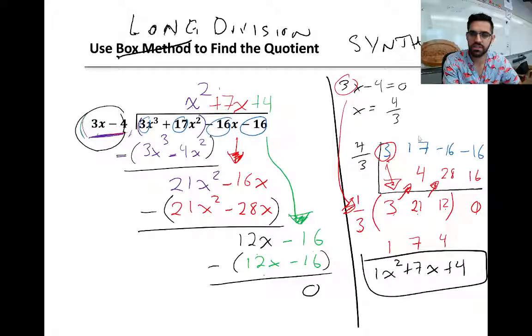Now I have a 17 on top of a 4. Add those together, I get 21. Take the 21, multiply it by the 4/3. You get 28. That goes right here. Combine the negative 16 and the 28, you get 12. Take the 12, multiply it by the 4/3 again. Put that number over here, you get 16. Combine the negative 16 and the positive 16, and there's a 0.